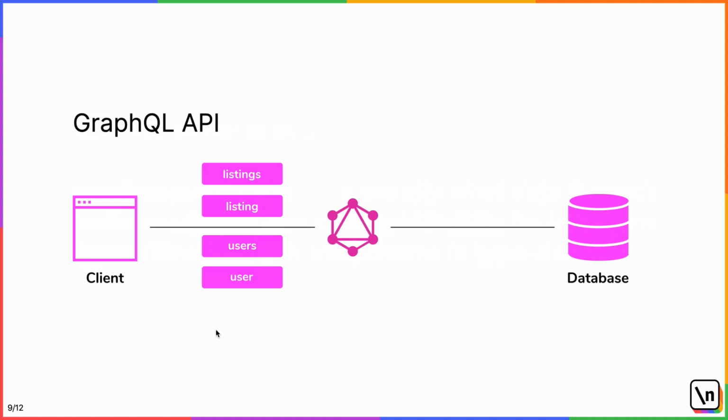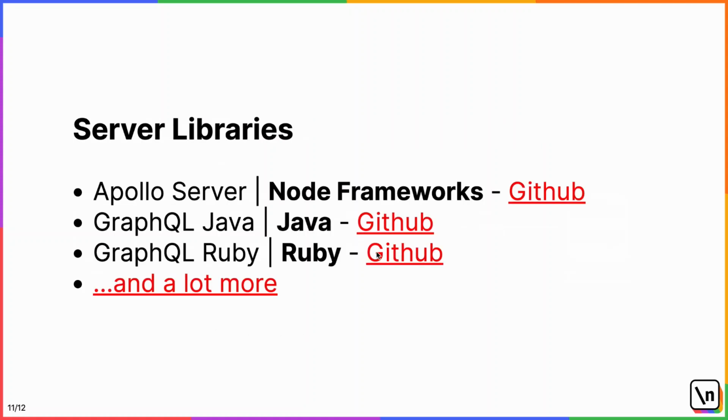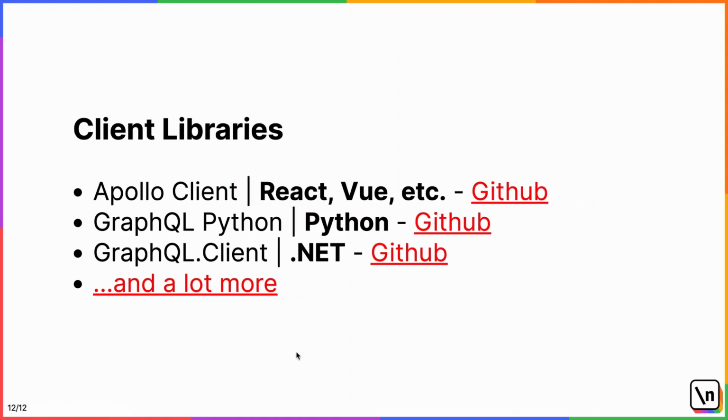As we've mentioned, GraphQL isn't tied to any specific technology. This is because GraphQL is a specification, not a direct implementation. The community has created several different implementations based on the tools and technologies we might be using. For example, there's the Apollo server library for Node frameworks, GraphQL Java for Java applications, GraphQL Ruby for Ruby applications, and a lot more. And this is the same for client tools as well. There's Apollo client for React, Vue, and other JavaScript client code that can exist. There's GraphQL Python to work with Python, GraphQL.client for .NET applications, and a lot more as well.